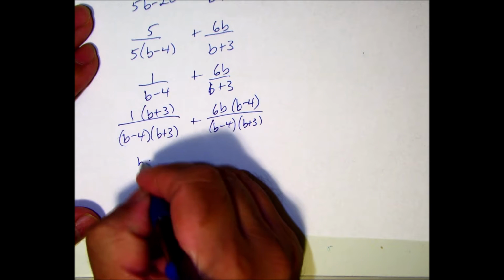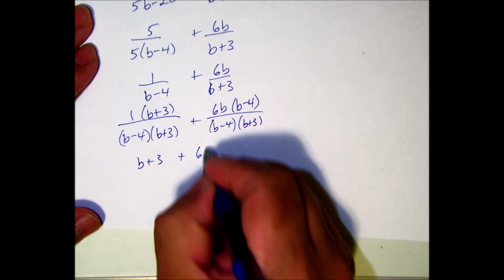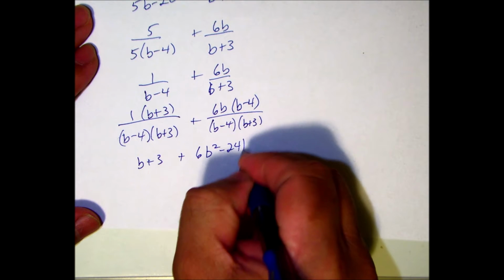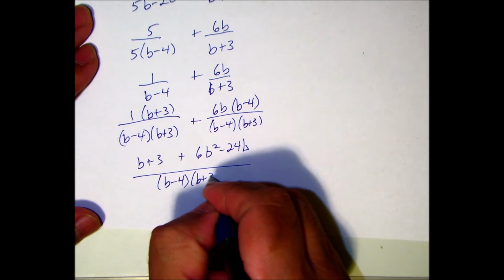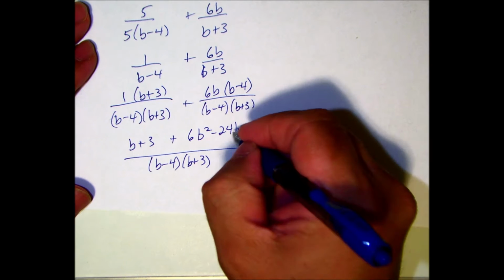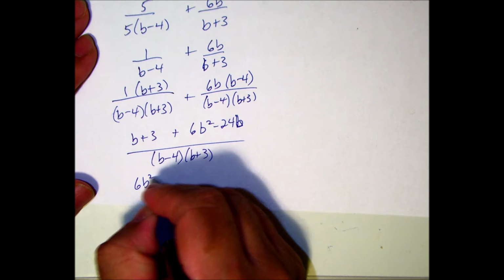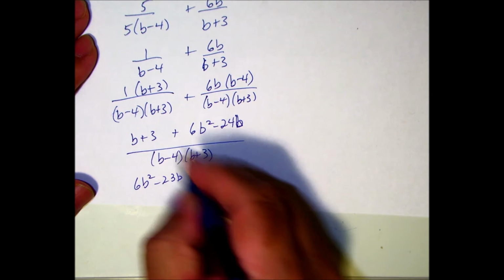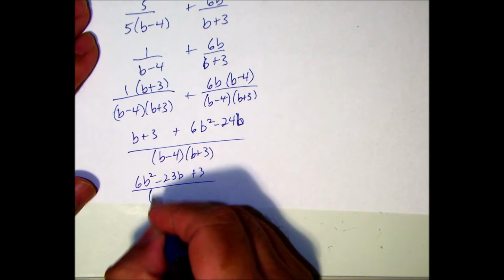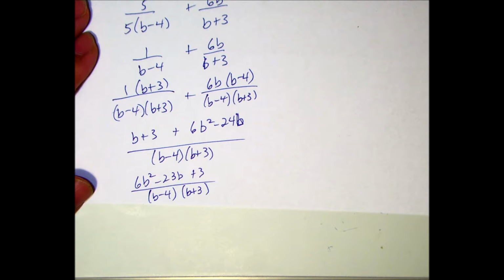Alright, multiply it out, so it's b plus 3. 1 times b plus 3 is b plus 3. Multiply that out, so it's 6b squared minus 24b over the same denominator. Alright, let's clean this up. I like to have the highest exponent first. And minus 24b plus b is minus 23b, and plus 3 over that denominator. And final answer. Alright, that's it.